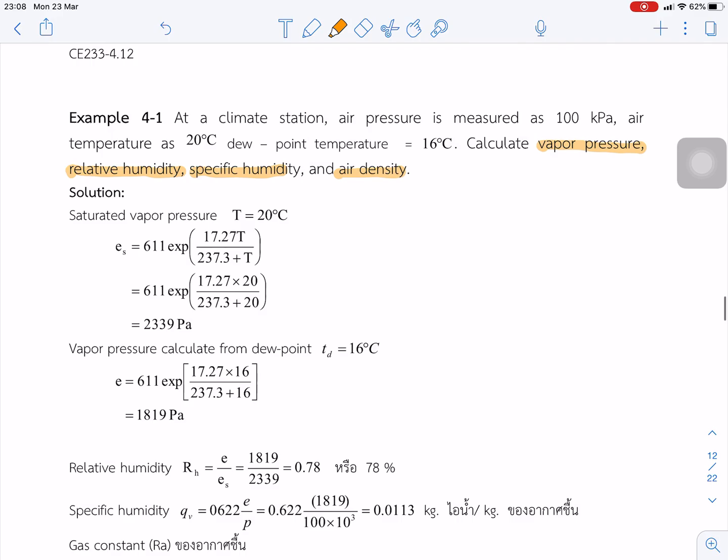Given the air temperature, we can use this exponential function to estimate the saturated vapor pressure. In this case, it means 611 e to the power of the bracket. If we divide the terms, we get this number. So this is e to the power of the bracket.